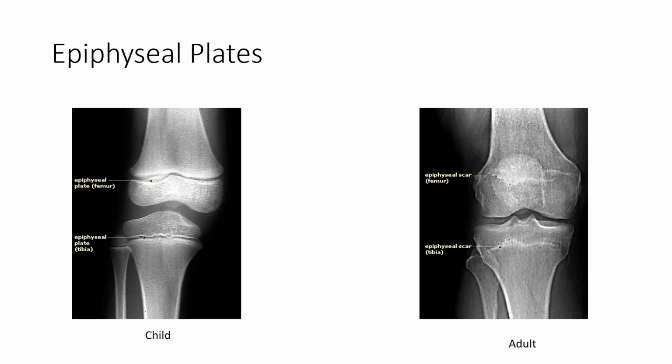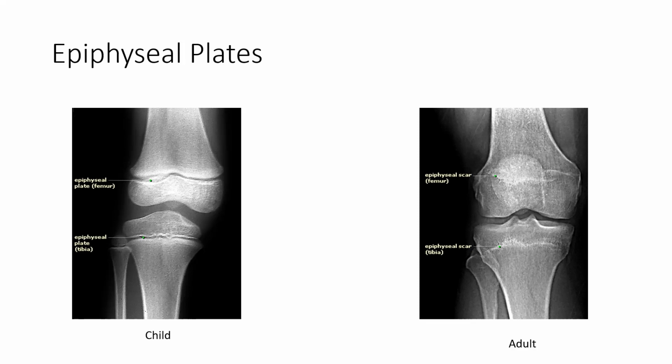That's because soft tissue doesn't show up on x-ray. Now over here, once we're past 23 or thereabouts, all we see is a scar or a line. So there we say we have the epiphyseal plate. Here we have the epiphyseal line. Once we stop growing lengthwise, then the epiphyseal plate shuts down.